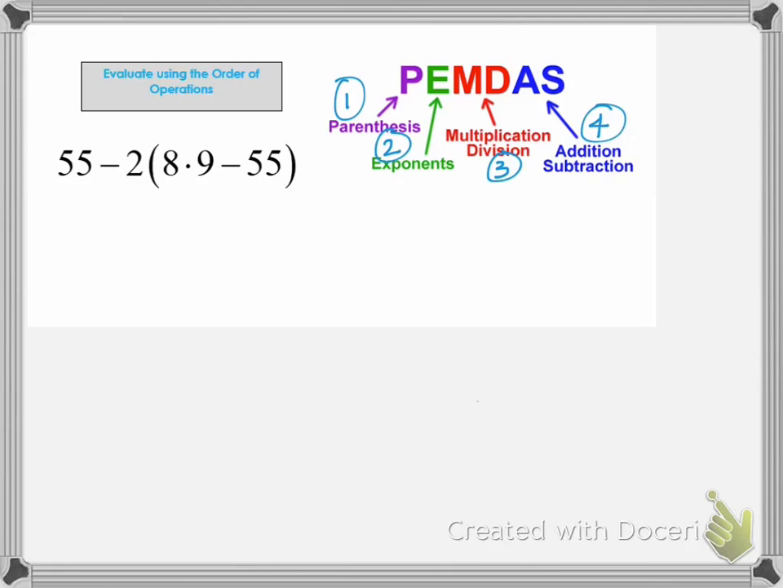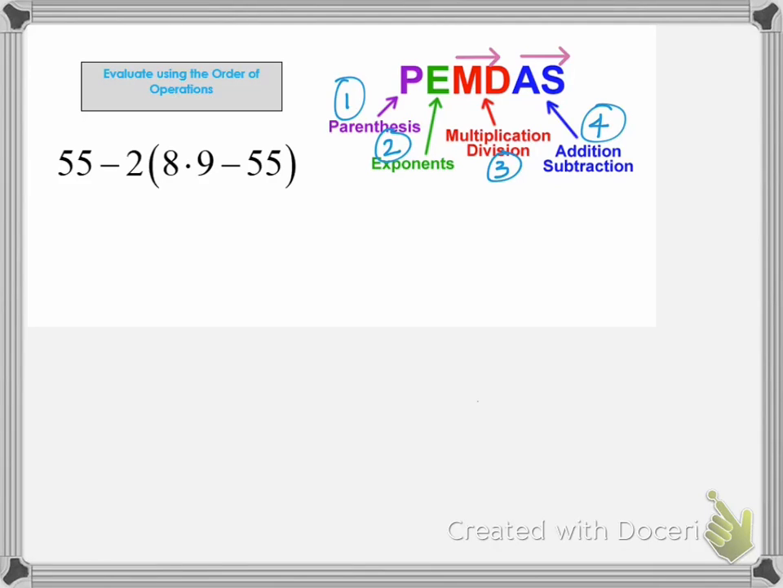So when multiplication and division are together, we work them in order from left to right. You look at your expression and you just work your way from left to right. Sometimes you might do a division step before you do a multiplication step if that's the way it's laid out from left to right. Same thing with adding and subtracting. We work those in order from left to right. Okay, so let's look at our example here.